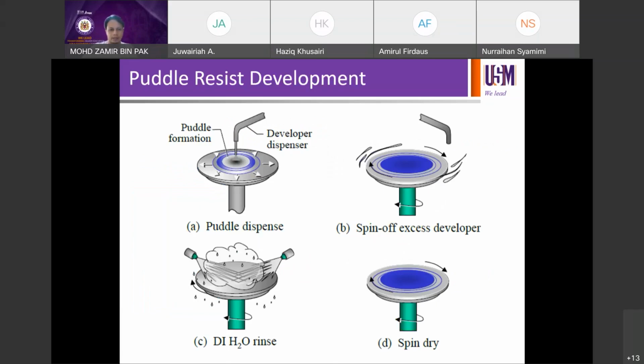So how it runs, this is the details of the recipe, but not entirely the whole thing, because a typical developer recipe contains, I think, 10 steps or so. Maknanya dalam recipe tu ada step 1, belum spin. Step 2, start spinning at certain RPM. Step 3, spinning with, ataupun belum spin. I couldn't recall exactly 10 years ago. You dispense the developer, TMAH, and then start spinning at low speed and stuff like that, right?